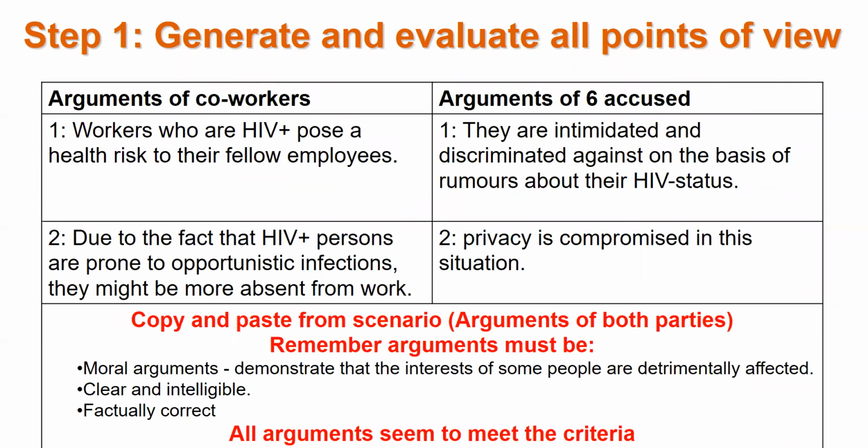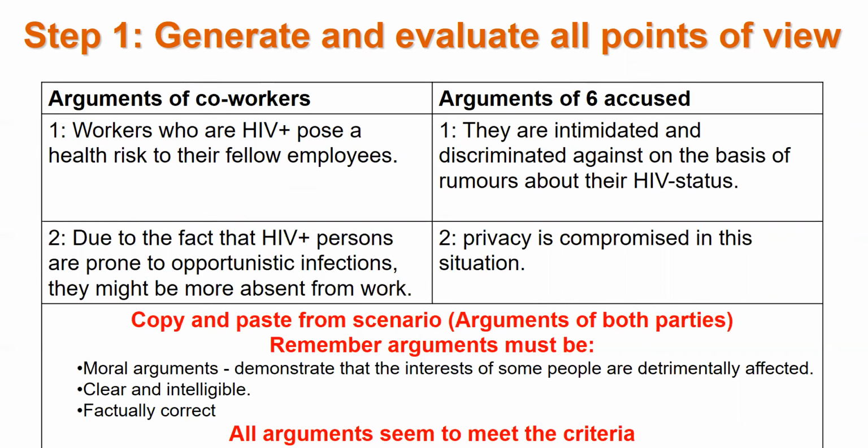So step one: generate and evaluate all points of view. If I look at it, what are the arguments of the co-workers? What are the points that they are bringing to this argument? Then the argument of the 6 accused: what are the points that they are bringing to this argument? If we look at the arguments of the co-workers, workers who are HIV positive pose a health risk. That is what they are arguing about.